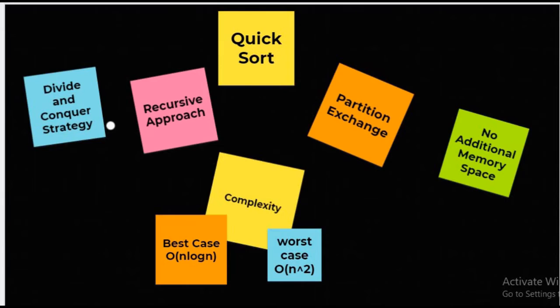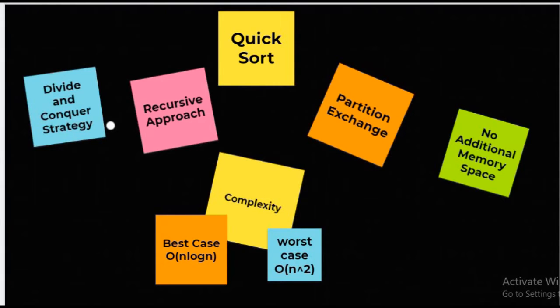Today we will learn about the quicksort algorithm in data structures. Quicksort actually works on a divide and conquer strategy. That means it divides the problem into sub-problems and then solves them. It also follows a recursive approach, and it is also called partition exchange because it divides, or partitions, the array into sub-arrays. So that's why it is called the partition exchange algorithm.